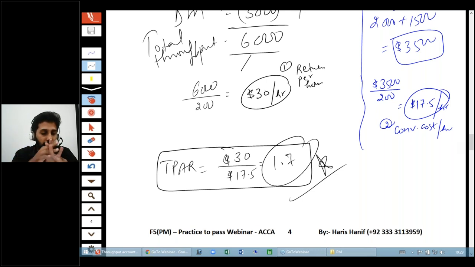Shozib Mahmood, this is because the labor cost is assumed to be fixed. That is why we did not consider that.